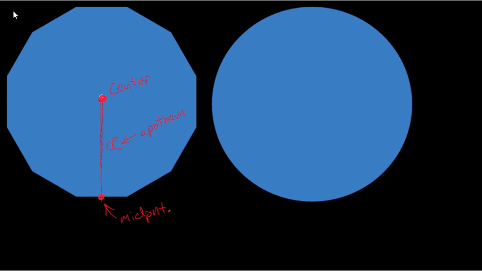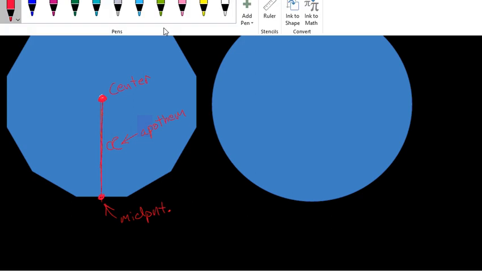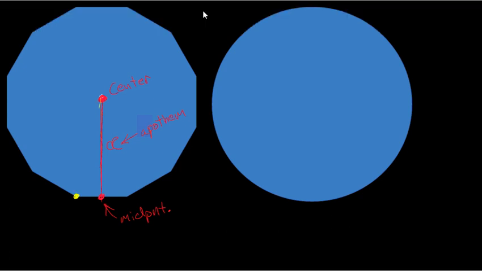Okay, the apothem is the distance from the center of a regular polygon out to the midpoint of one of its sides. Okay, the radius, however, of a regular polygon is the distance from its center, still from the center, to a vertex. Okay?